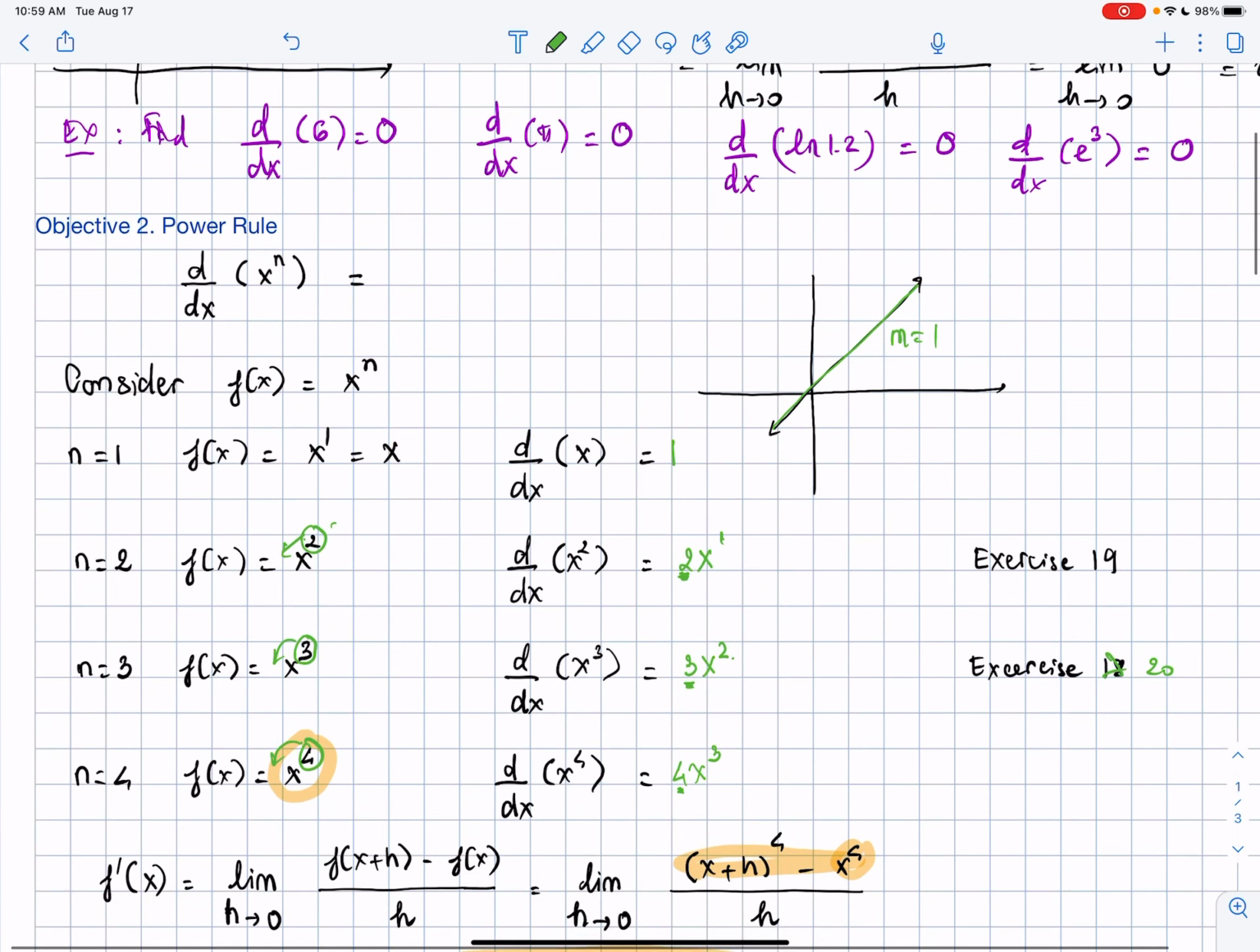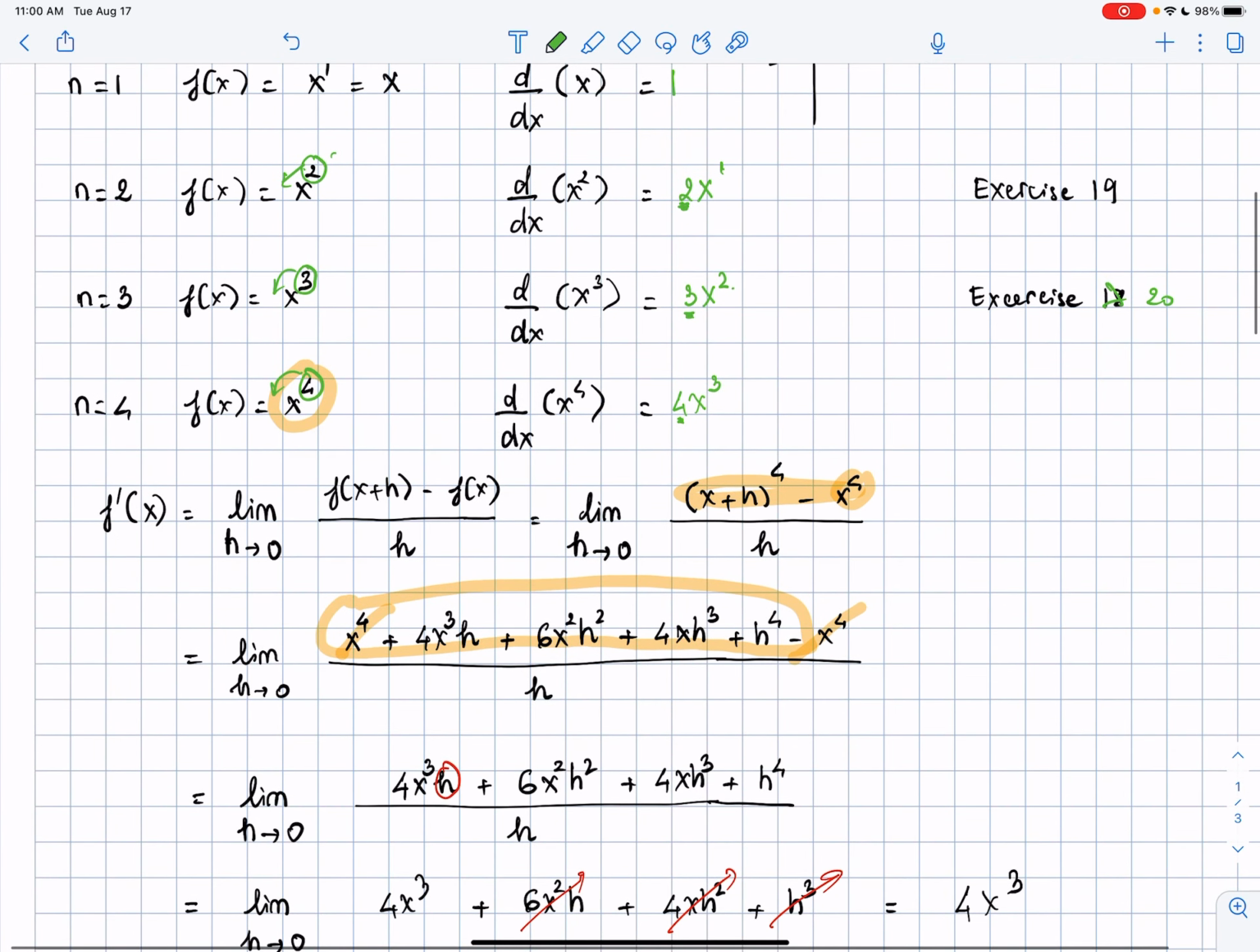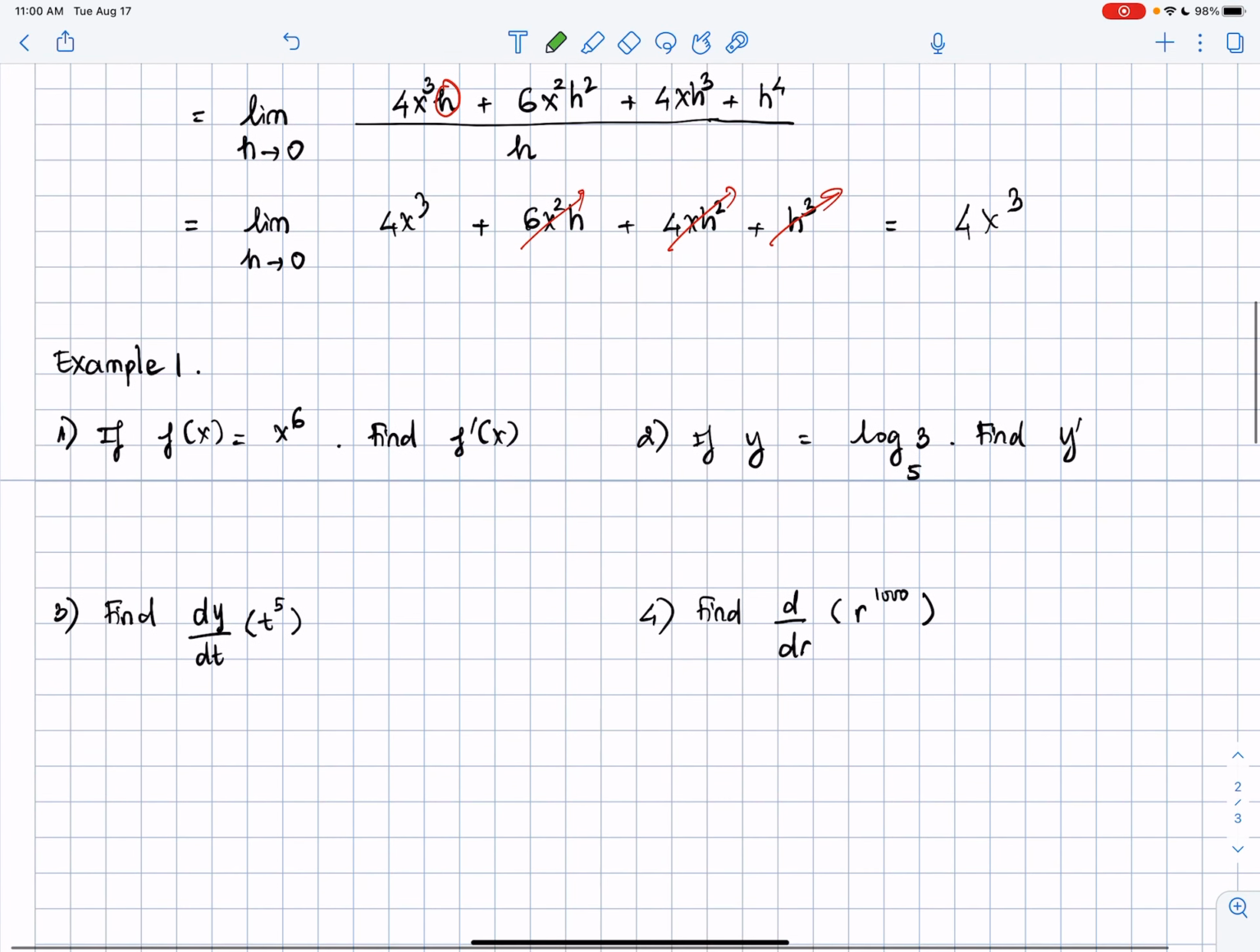So the general formula is we move the exponent down, so we get n, and the new exponent of the x will be decreased by 1, so n minus 1. In the book, they prove the theorem: the first derivative of x to the n equals n times x to the n minus 1. We're not going to prove this, but we are going to apply it in the problems.